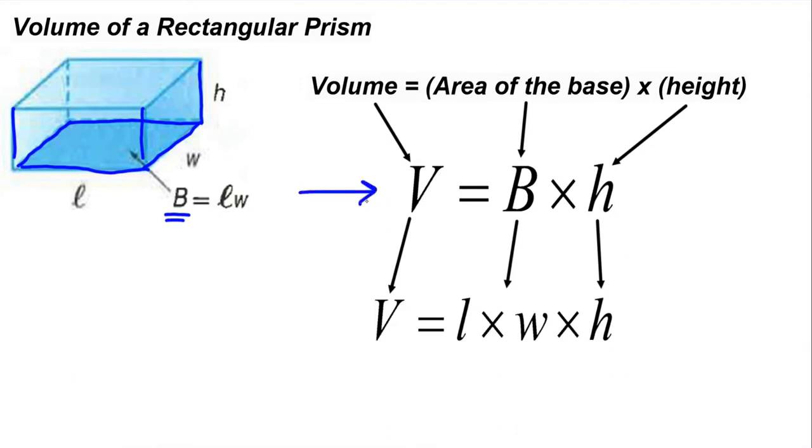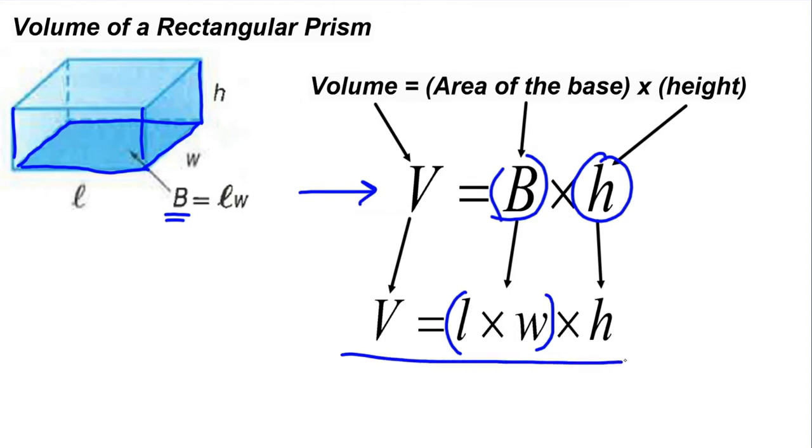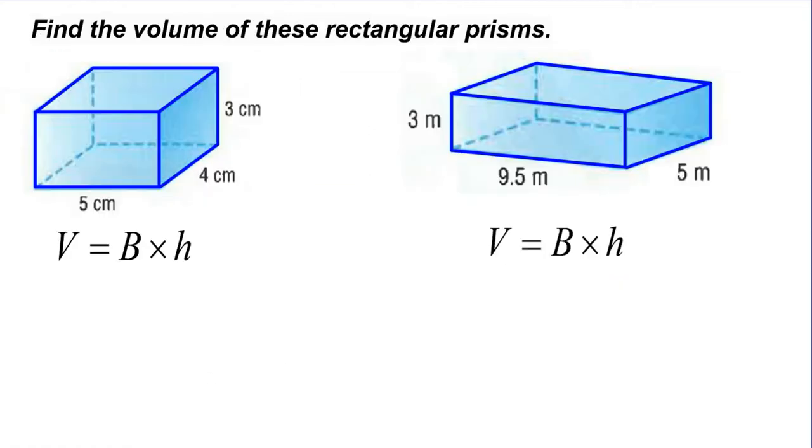So we can start with this general formula for volume of prisms. Volume equals area of the base times its height. But the area of the base is always length times width on a rectangular prism. So we get this formula for the volume of a rectangular prism is length times width times height. So let's take a look at a couple of rectangular prisms here, and the volume is going to be the area of the base times the height.